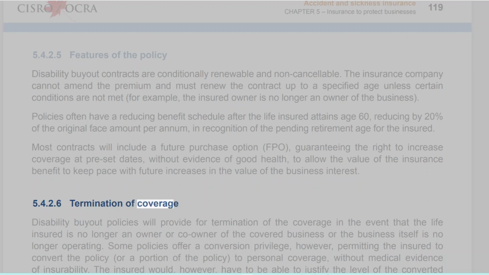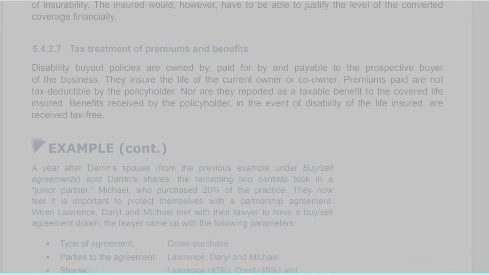5.4.2.6 Termination of coverage. Disability buyout policies will provide for termination of the coverage in the event that the life insured is no longer an owner or co-owner of the covered business or the business itself is no longer operating. Some policies offer a conversion privilege, however, permitting the insured to convert the policy, or a portion of the policy, to personal coverage, without medical evidence of insurability. The insured would, however, have to be able to justify the level of the converted coverage financially.